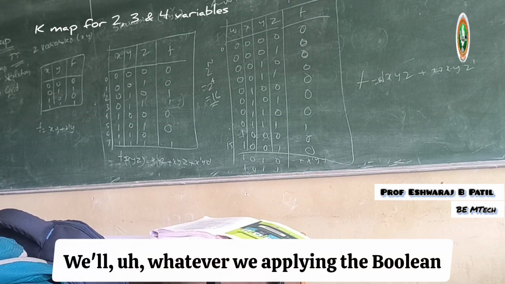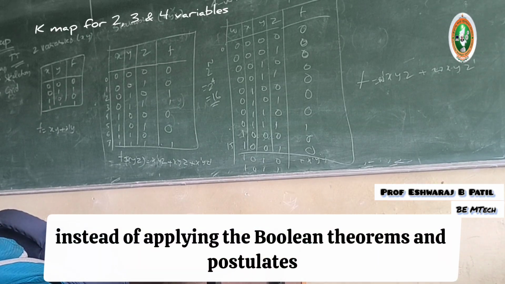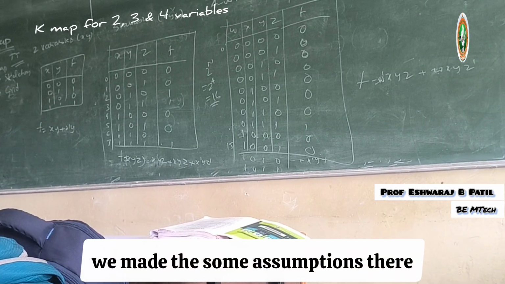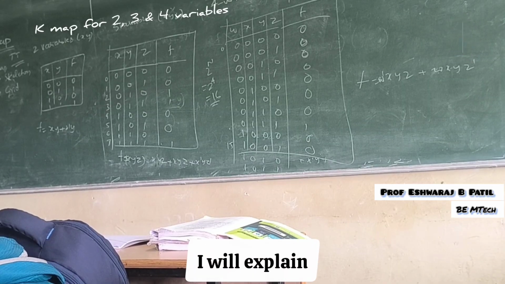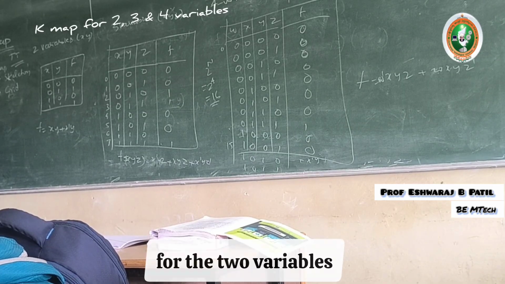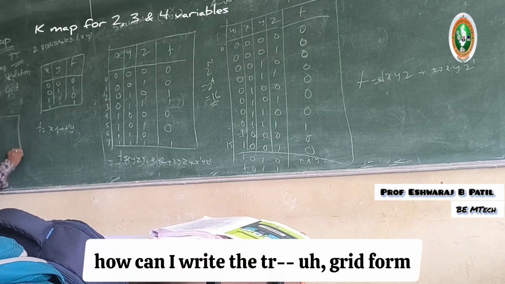Instead of applying the Boolean theorems and postulates, we made some assumptions, we made some rules there. How to make it? Let me explain. This is for the 2 variables. For 2 variables transferring, how can I write the grid form?